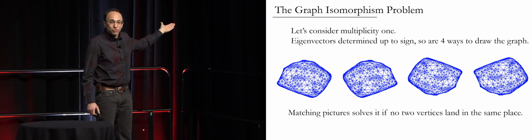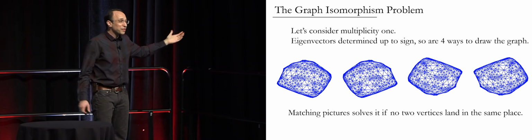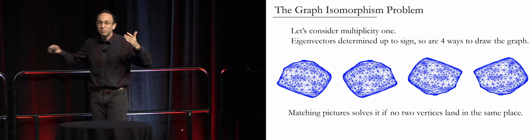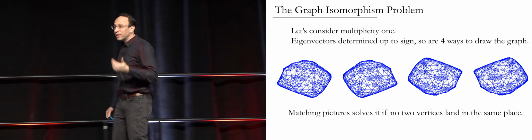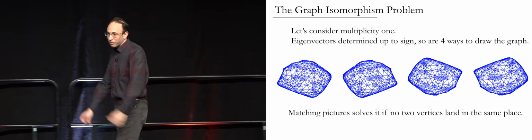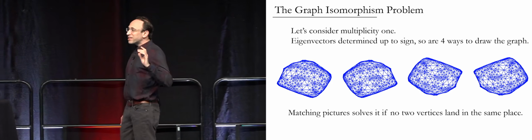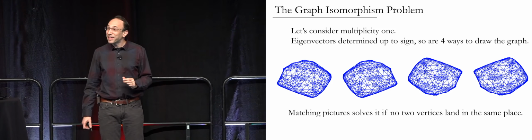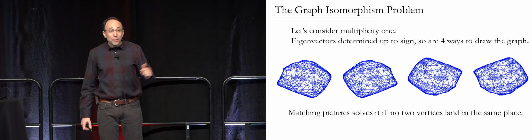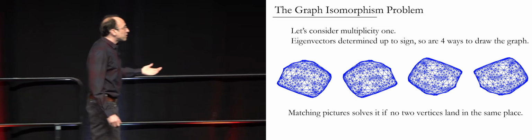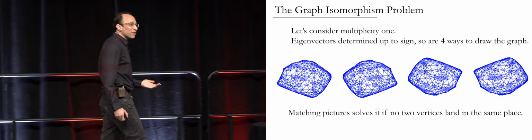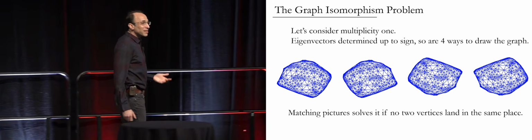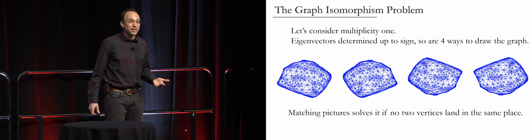I make these spectral drawings, and I ask, is one of those 4 the same drawing? And if they are, then that's great, because it gives me a way of lining up the vertices 1 to 1, and it tells me the isomorphism. If the drawings are different, then I know the graphs are different. Unfortunately, it doesn't always give me a way of lining up the vertices. I was very lucky in these pictures that every vertex mapped to a unique place. But if 2 vertices land in the same place, or many vertices land in the same place, then this doesn't help me fully resolve the isomorphisms.